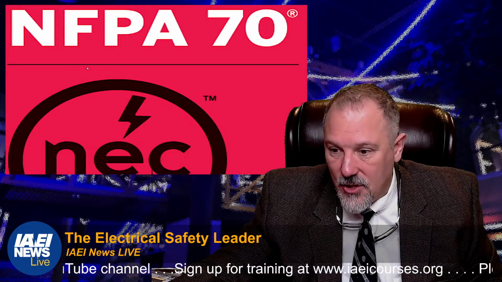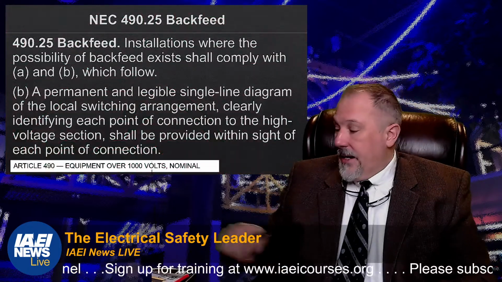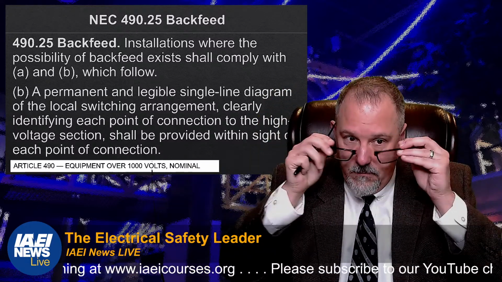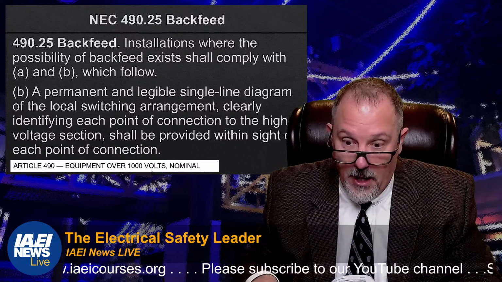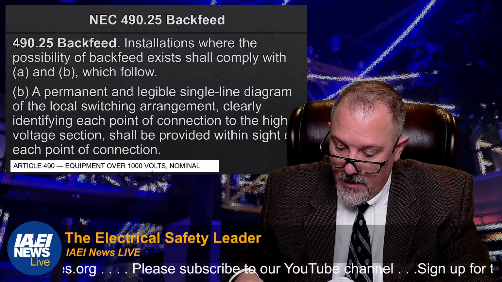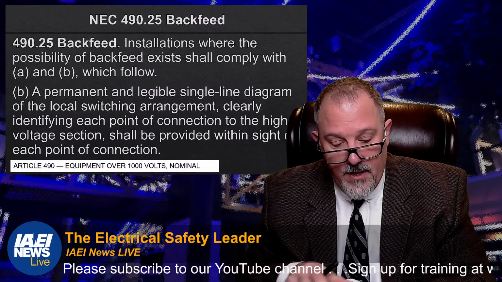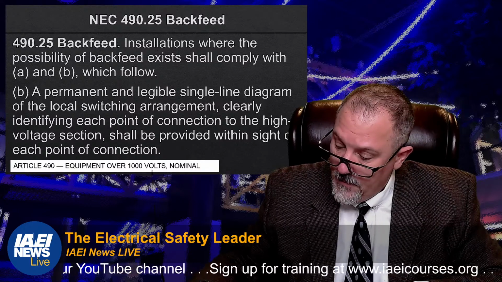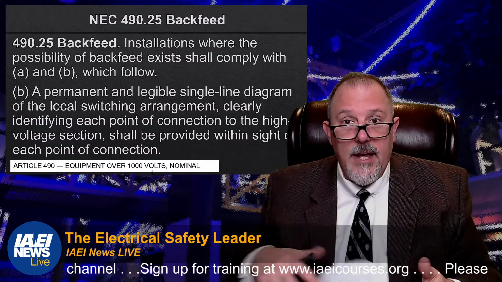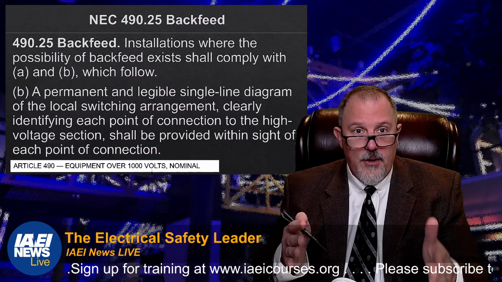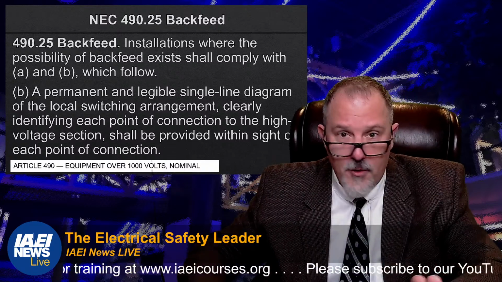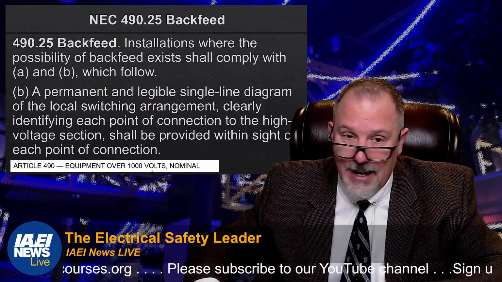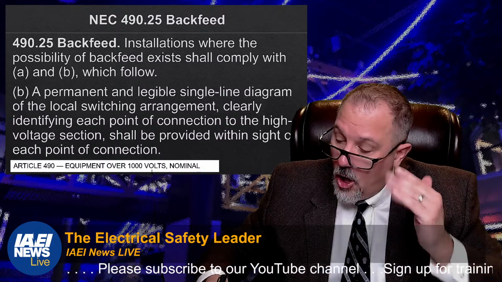Now, the National Electrical Code. They've got a 490.25. And I'm going to grab the latest book because you never know. Here's what I'd love for you to do. If you are trying to help senior leadership understand the value of the one-line diagram, I'm giving you all the references in 70E, 70B, and the National Electrical Code to build your argument.